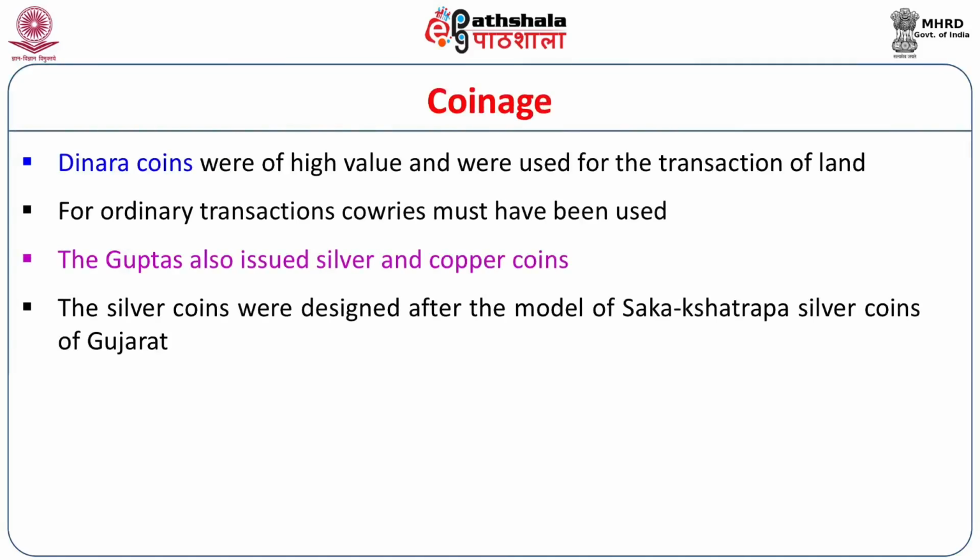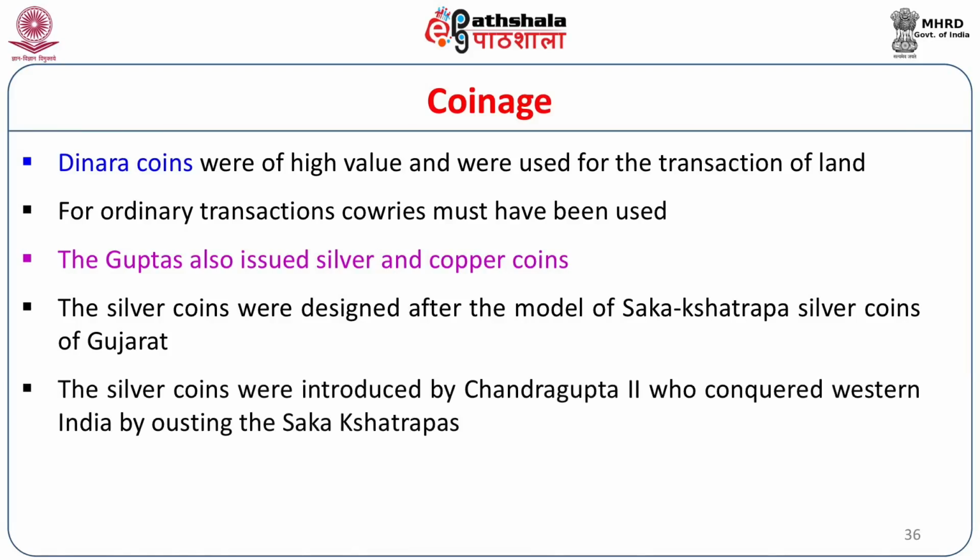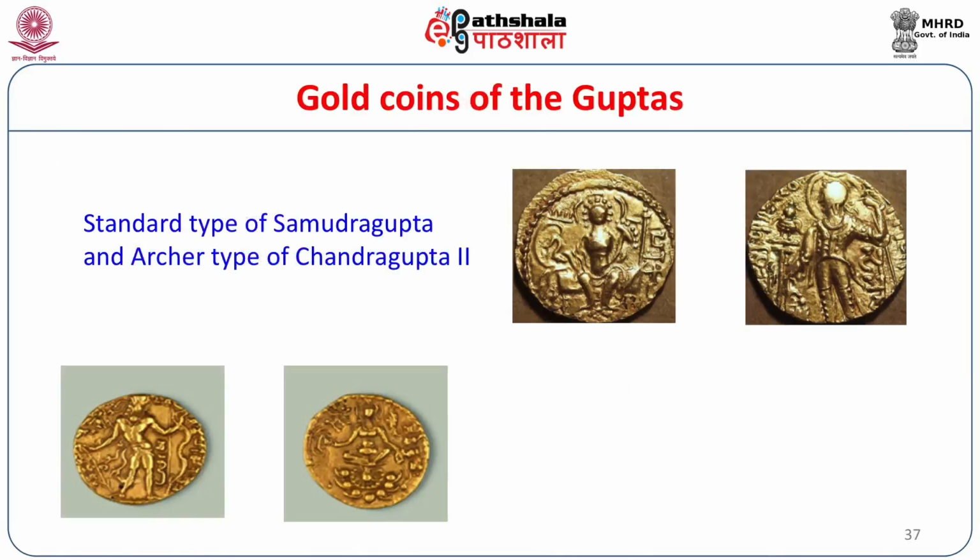The silver coins were designed after the model of the Kshatrapa silver coins of Gujarat. These were introduced by Chandragupta II, who conquered western India by ousting the Shaka satraps. These are some specimens of the beautiful gold coins of the Guptas. On the top you can see the standard type of coins of Samudragupta. On the obverse, the king is holding a standard and offering oblation at an altar.